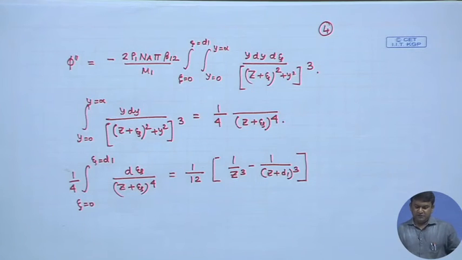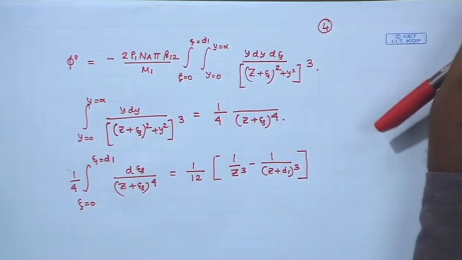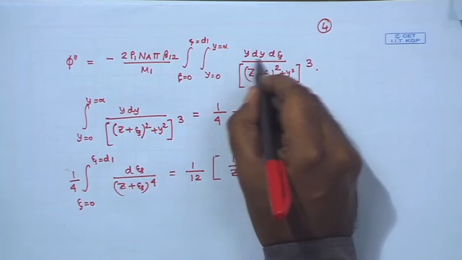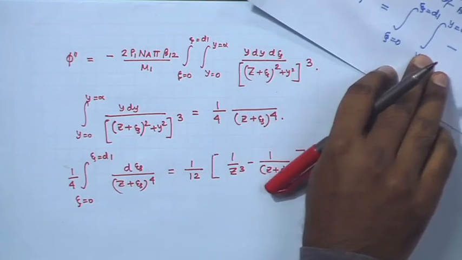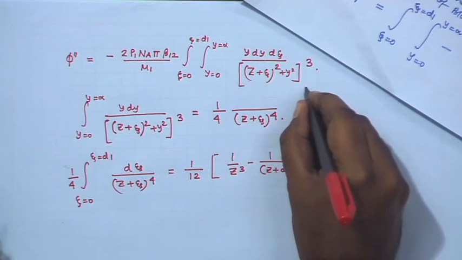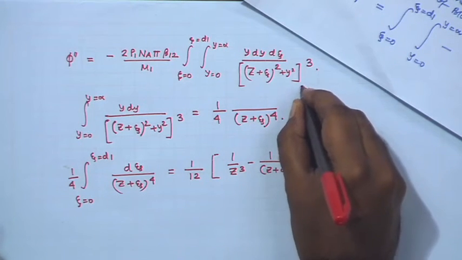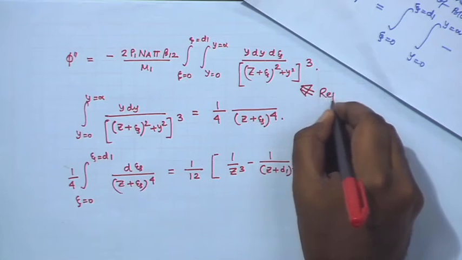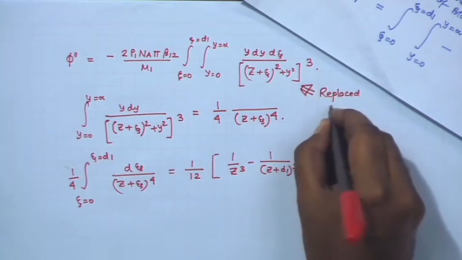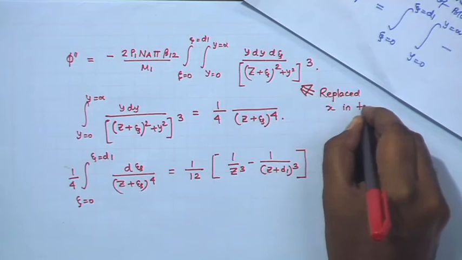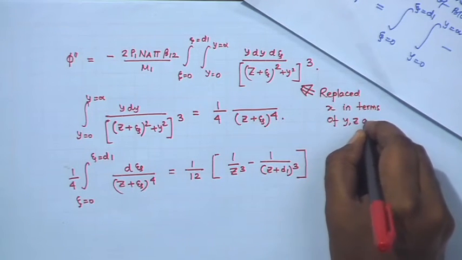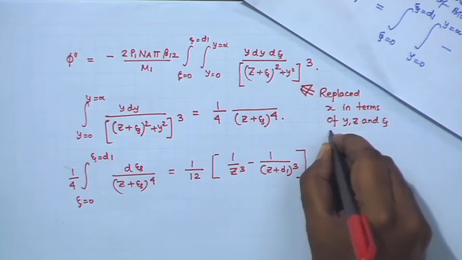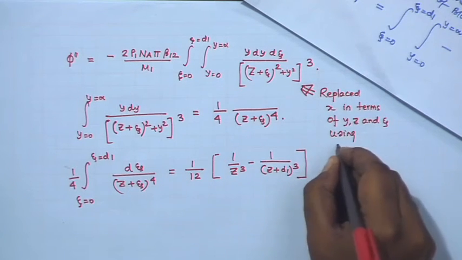I just suggest that you sit with it once and just do it. So, this y dy is there. See, this part is already there in the expression, all you have done is replace x in terms of y, z and zeta using Pythagoras theorem. If you still have doubt, work through how you have got it.